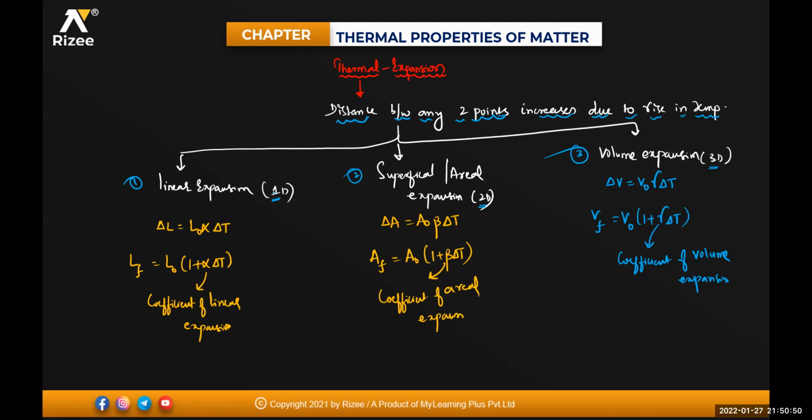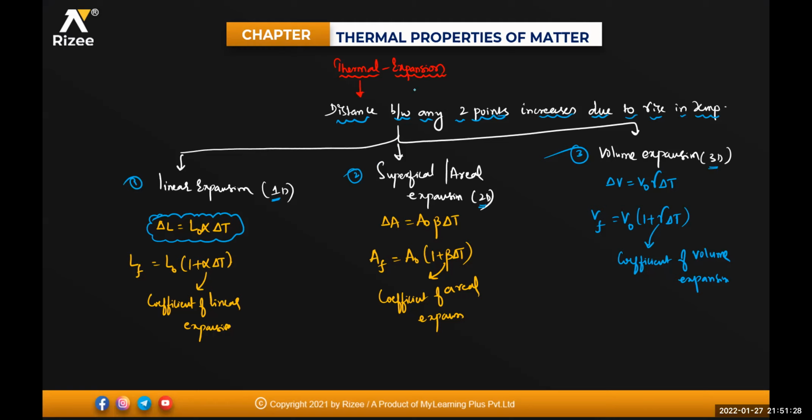For linear expansion, the best example is a wire. Whenever a wire is heated, the change in length is delta L equals L naught into alpha into delta T, and the final length will be equal to L naught into 1 plus alpha into delta T. Alpha is known as the coefficient of linear expansion. In the same way, change in area delta A is equal to A naught into beta into delta T, where beta is the coefficient of areal expansion. The same way, for volume expansion, delta V is equal to V naught into gamma into delta T, where gamma is the coefficient of volume expansion.